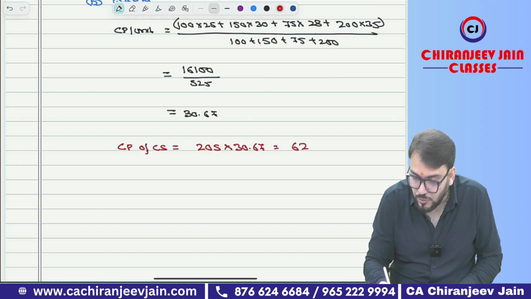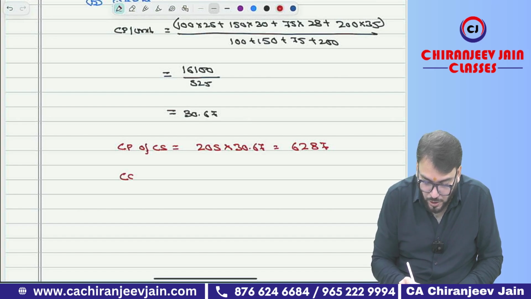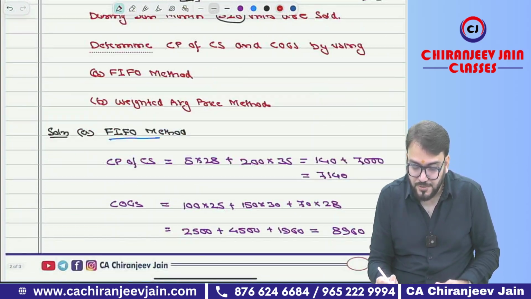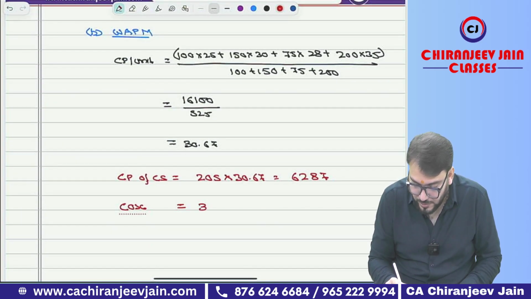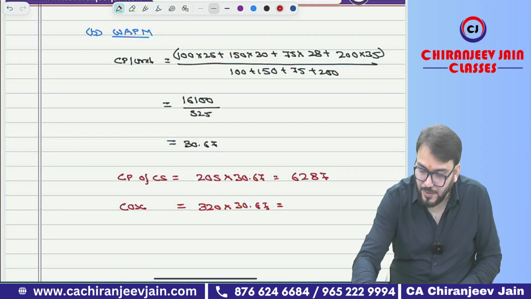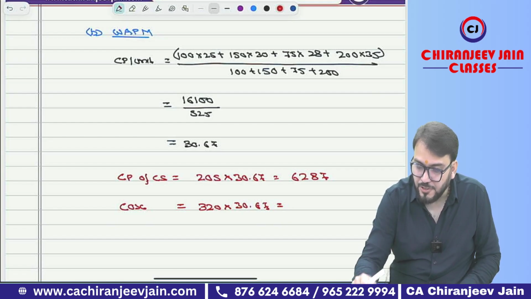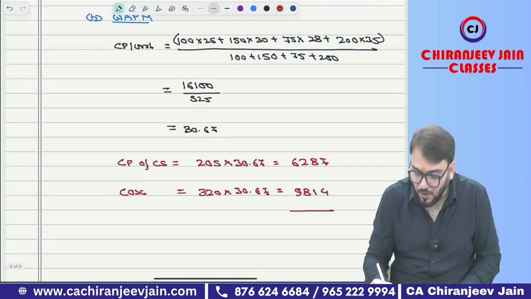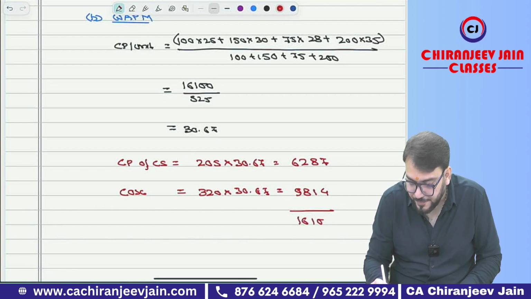It is 6287. And cost of goods sold, how many units sold? So units sold is what? 320. We'll do 320 into 30.67. So you can see 320 into 30.67 is equal to 9814. However, the total should always be equal to 16,100.